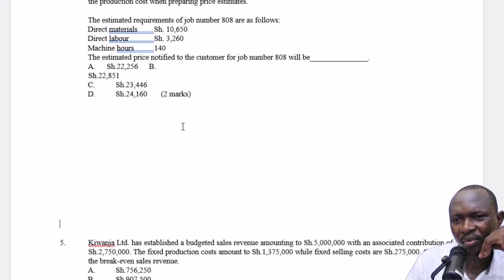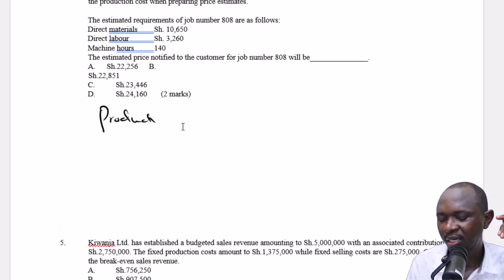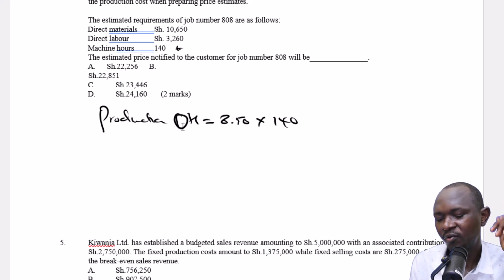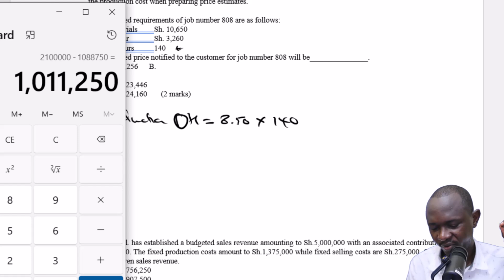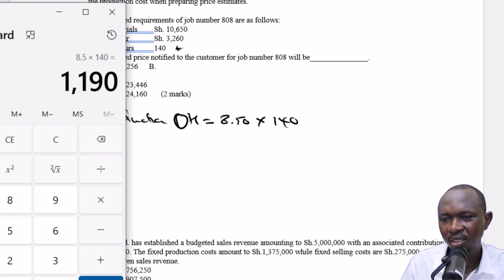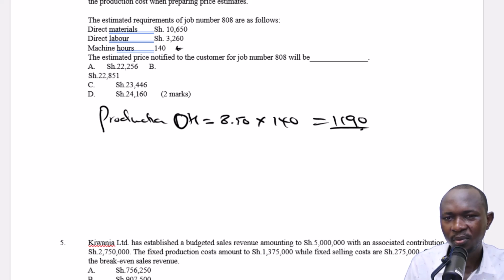An engineering firm operates a job costing system. Production overhead is absorbed at the rate of 8.5 per machine hour. So just from this information, I can get the production overhead already. And how many machine hours were used? 140. This figure is here, so 8.5 times 140 gives us 1190. So production overhead is 1190.